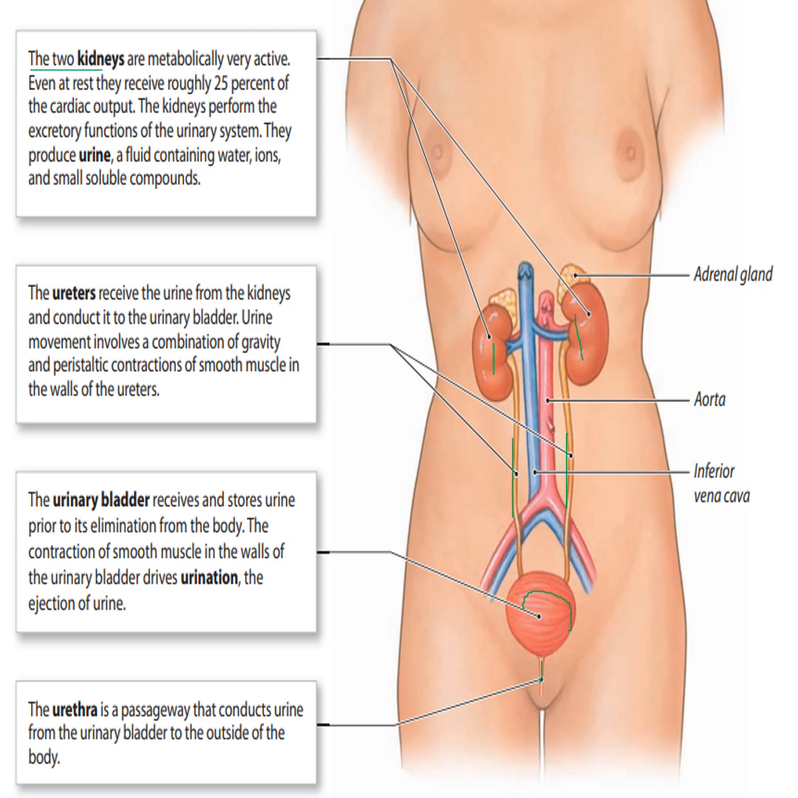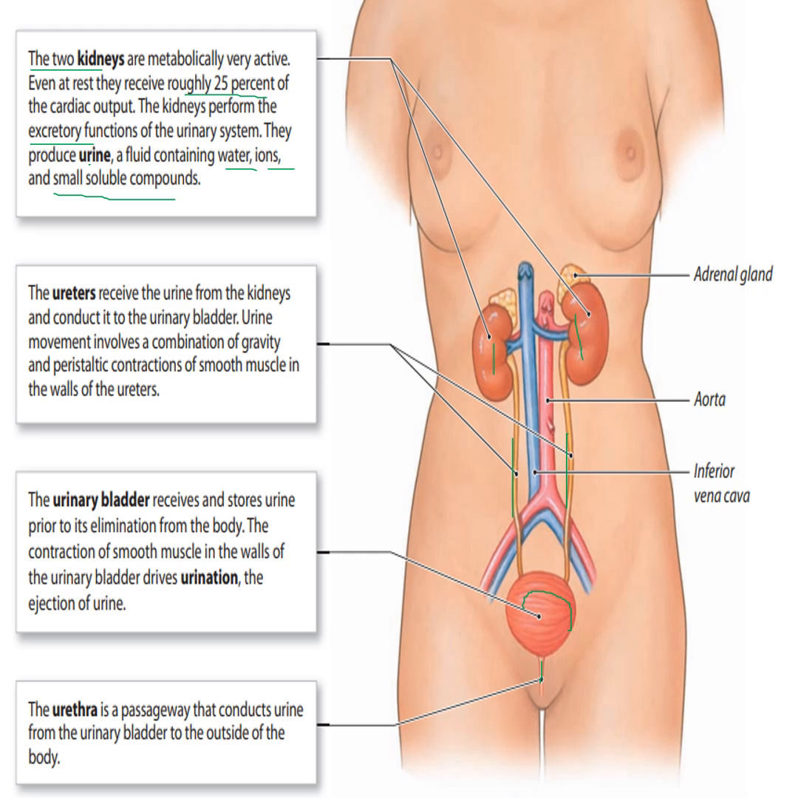There are two kidneys in the human body which are metabolically very active. Even at rest, they receive roughly 25% of the cardiac output. The kidneys perform excretory functions of the urinary system. Also, they produce urine, which is a fluid containing water, ions, and small soluble compounds.